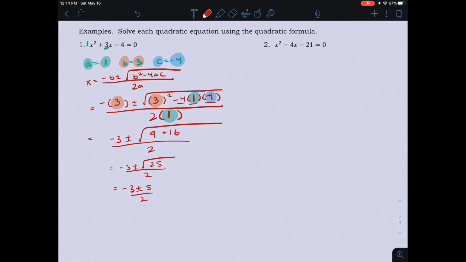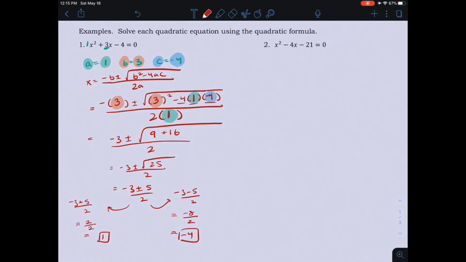At this point, I'm going to break this up into 2 different expressions. The first one will be -3 plus 5 divided by 2. And the second one will be -3 minus 5 divided by 2. And then from here, we're going to carefully just simplify it out, right? -3 plus 5, that's just 2. 2 divided by 2 is 1. That is one of my solutions. On the right side here, negative 3 minus 5 is negative 8. And then negative 8 divided by 2 is negative 4. And this would be my final answer.